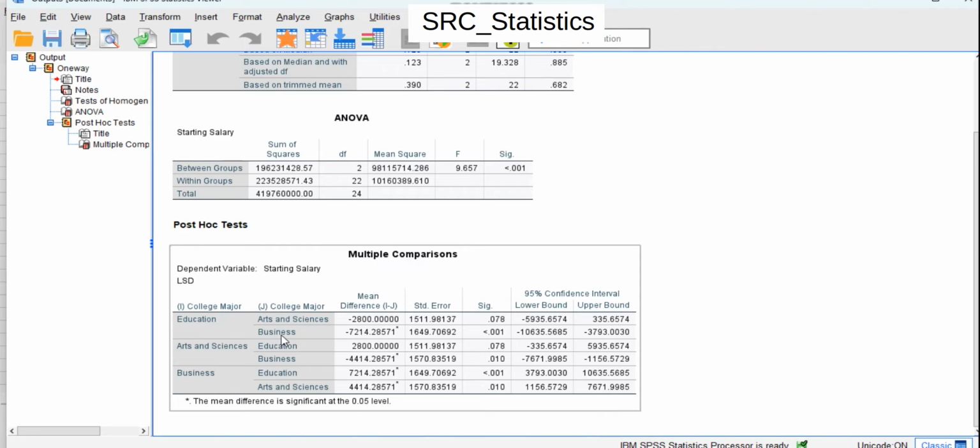And again we find the p value to be less for business and education. Also the p value 0.010 is less than 0.05. That is, there is a difference between the starting salary of arts and science and business. So this post hoc test tells us which two groups of means are significantly different from each other. So this is the one-way ANOVA test using SPSS.